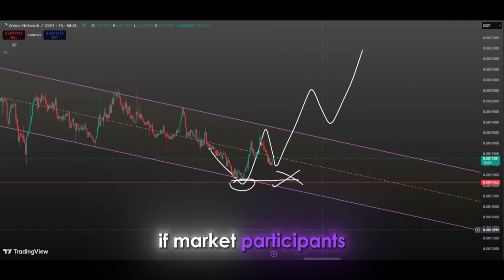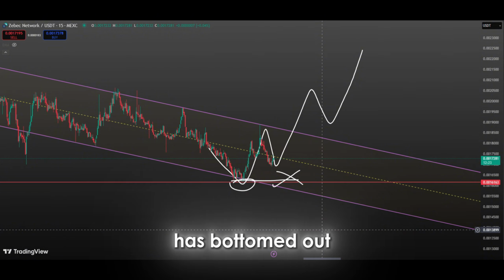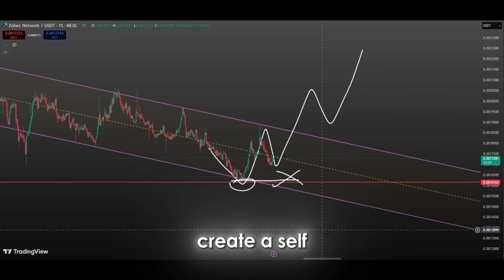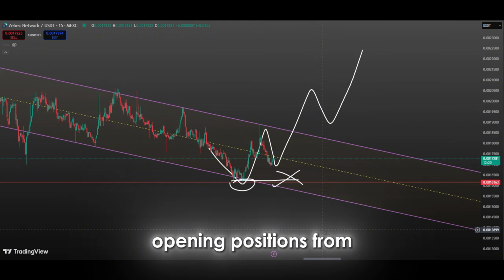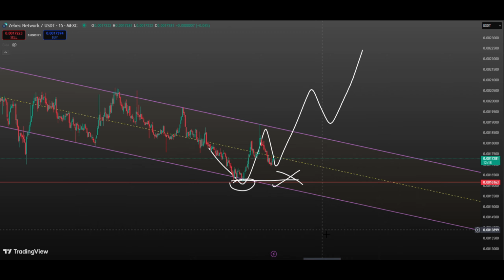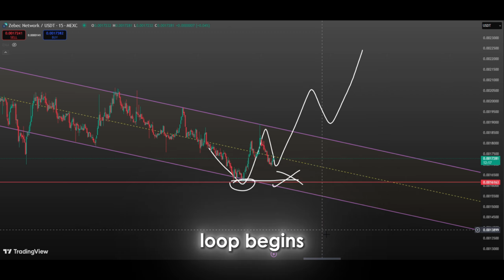If market participants begin to believe that the price has bottomed out and a new uptrend is starting, this belief can create a self-fulfilling effect. In other words, as investors start opening positions from this level, the price gains upward momentum, which in turn draws more investors into the market. As a result, a positive feedback loop begins.